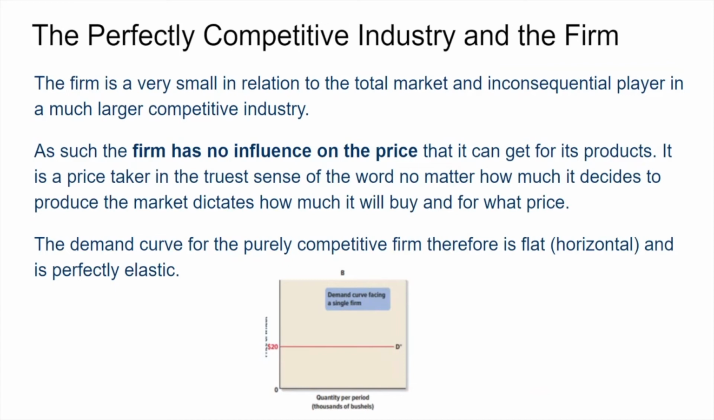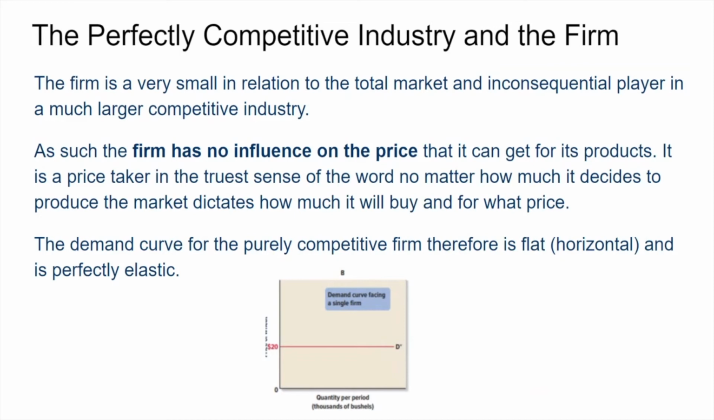So the firm really has no influence on the price. So this is why we say they're price takers. It is a price taker in the truest sense of the word. No matter how much it decides to produce or market, the market dictates what it will buy the product for. So if you're selling blueberries, if you decide to make a gallon or 100 gallons, you're not going to influence the price of the berries.